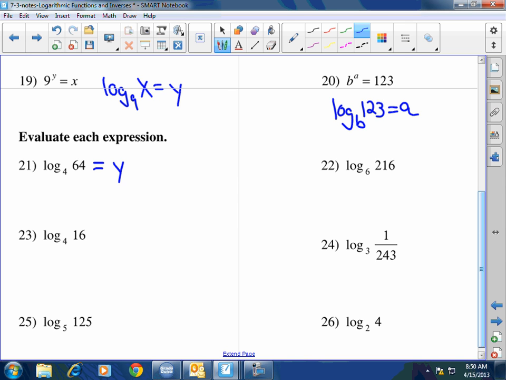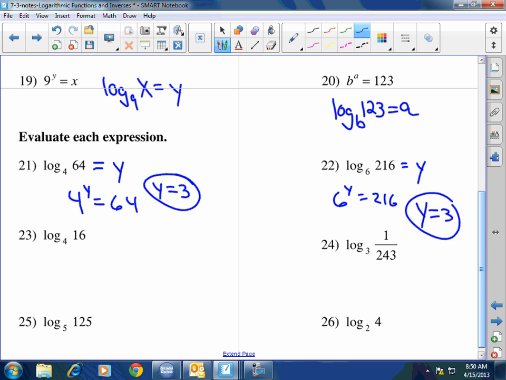Yes, sir. Y is 3. Yes, very good. 4 to what power equals 64? Y in this case is 3. Absolutely, sir. 6 to what power equals 216? Remember, there's a Y here that you don't know about. To the what? Is it to the 4th? To the 3rd. Y equals 3 as well. Okay?